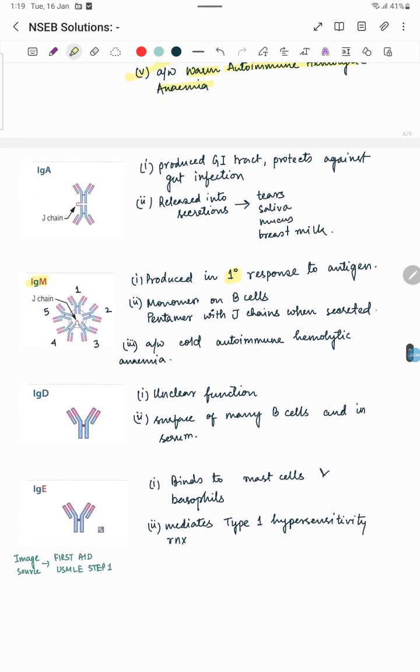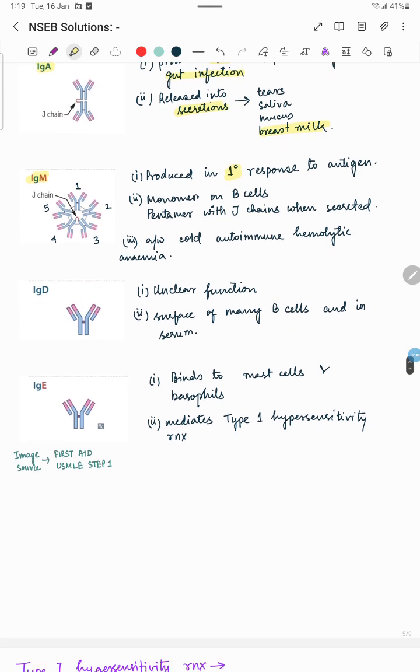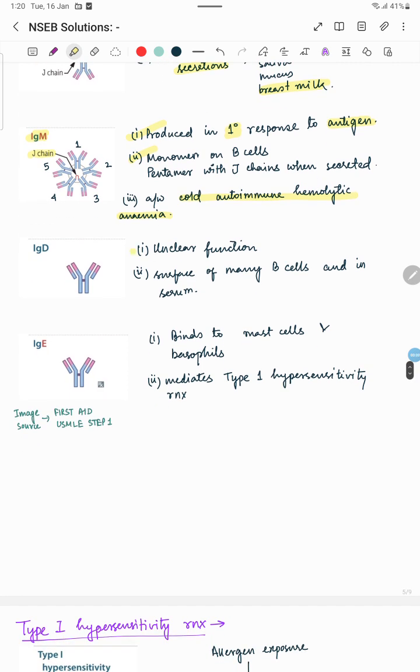Next, it is associated with the warm autoimmune hemolytic anemia. Coming to IgA, it is produced in the GI tract mainly. It protects against gut infections. It is released into the secretions, in breast milk, tears, saliva, and mucus. Next, coming to IgM, it is produced in the primary response to antigen. It is present as a monomer on the B cells and a pentamer with the J chain when secreted. It is associated with the cold autoimmune hemolytic anemia. IgD, its function is unclear. It is present on the surface of many B cells and in serum. IgE binds to the mast cells and the basophils, and it mediates the type 1 hypersensitivity reaction.